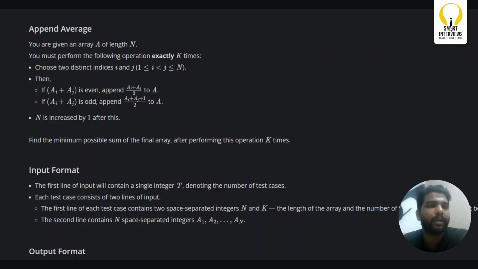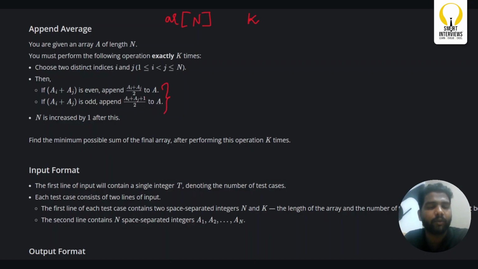Now, the fourth question, append average. You're given an array of size n. Okay. Now you have to perform some operations for k times. Let's see what the operations are. You have to perform them exactly k times. Okay, now the operation is you have to choose two elements, array of i and array of j, such that i and j are not equal, obviously, and you have to take the average of two numbers.